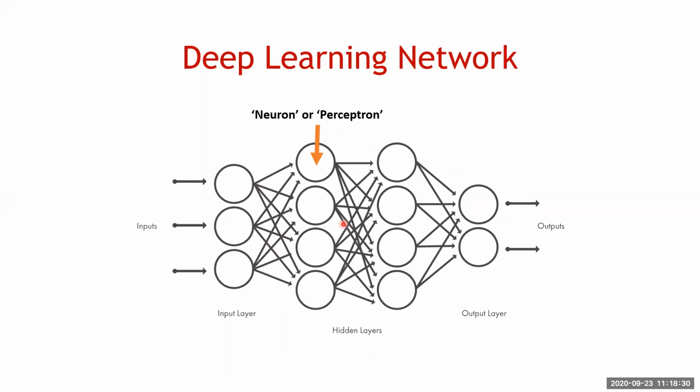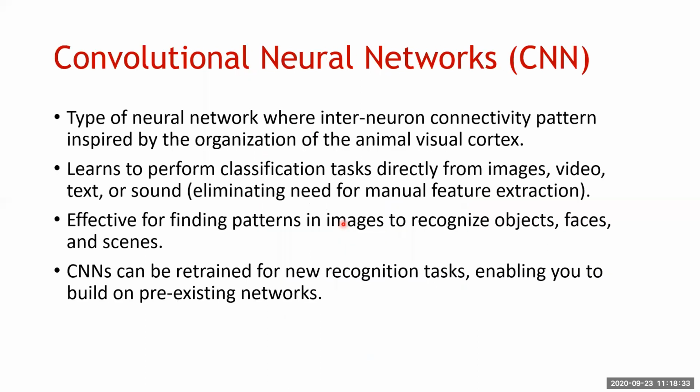And one of these versions is called a convolutional neural network. I won't go into how the interconnected neurons differ from regular neural networks, but I wanted to highlight CNNs, or convolutional neural networks, because of the relevance to image analysis. So CNNs are basically a neural network where the connectivity pattern of the neurons was inspired by the organization of the animal visual cortex. And the CNNs perform classification tasks directly from the data, like images, video, text, or sound, and it actually eliminates the need for manual feature extraction.